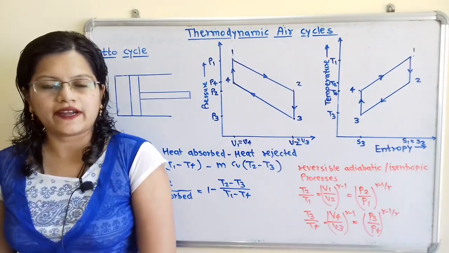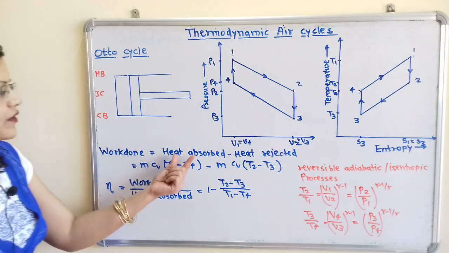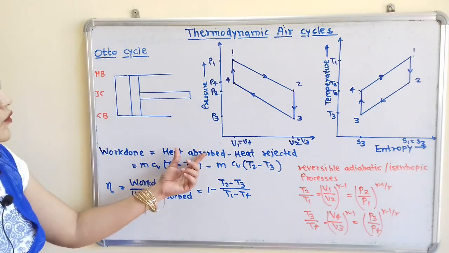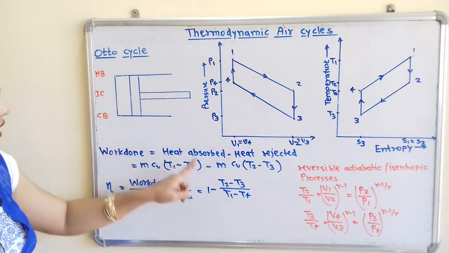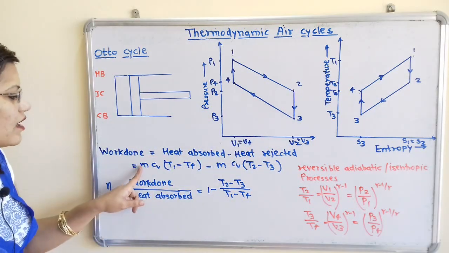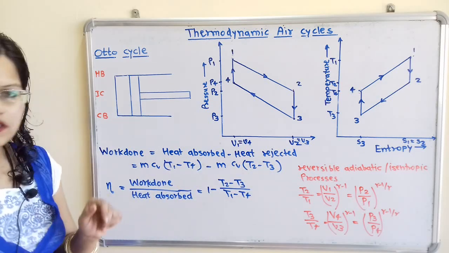Now we will understand some formulas. The first one is work done. Work done is equal to heat absorbed minus heat rejected. Heat is absorbed during the process 1 to 4 and heat is rejected during the process 2 to 3. So here is the formula: m Cv (T1 minus T4) minus m Cv (T2 minus T3).